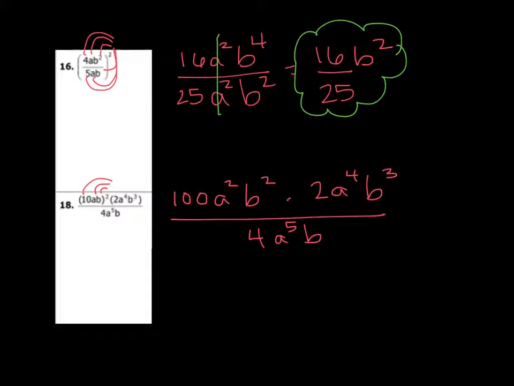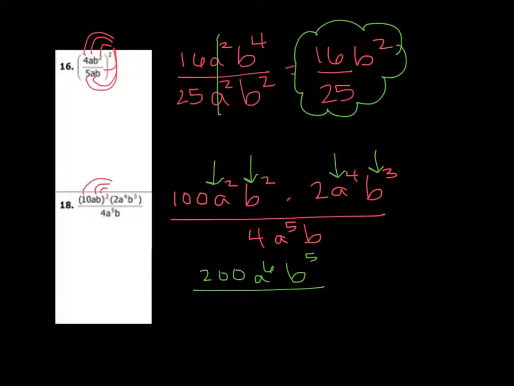So 100 times 2 is 200. Then I'm doing a squared times a to the fourth. So this is your product of powers rule. So with product of powers, you keep the base and add the exponents. So 4 plus 2 is 6. Then I do b squared times b to the third. Once again, that's your product of powers. So you keep the base and add your exponents.